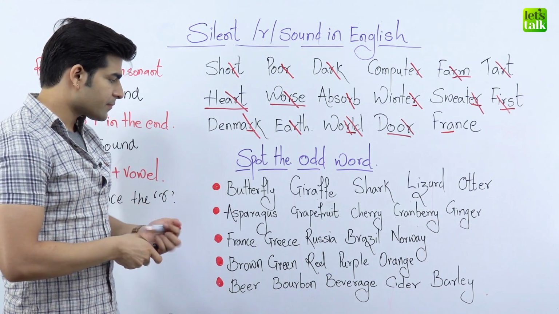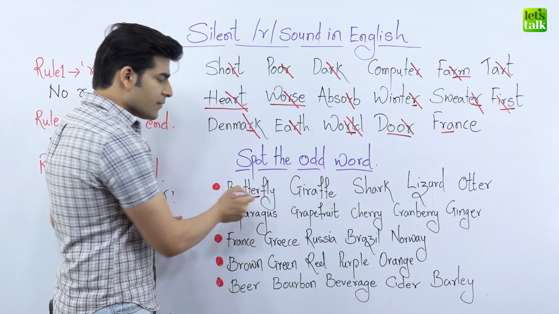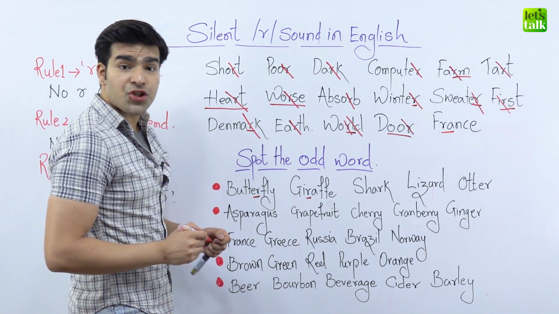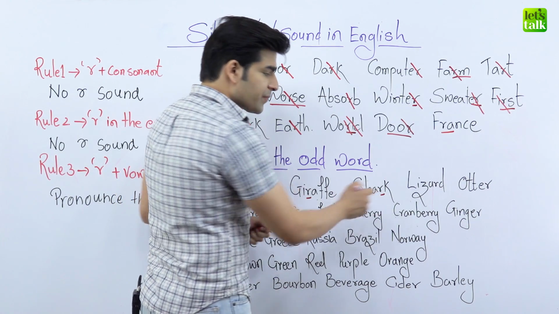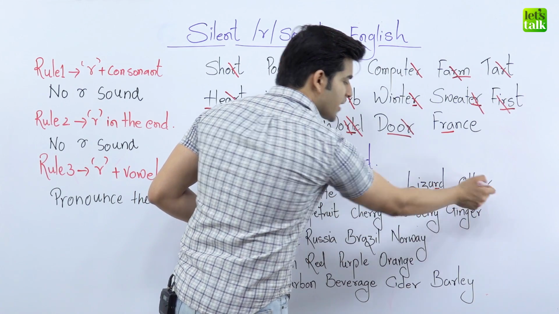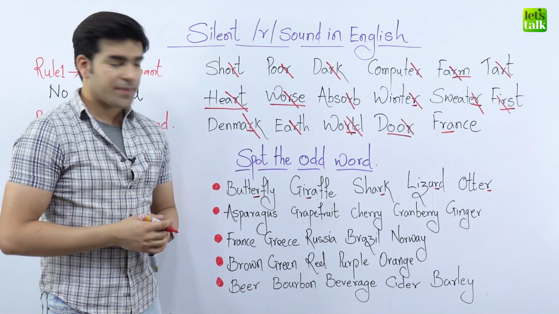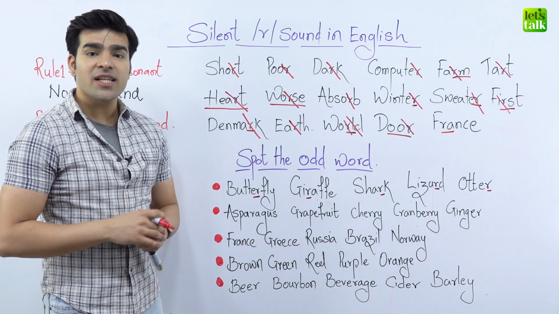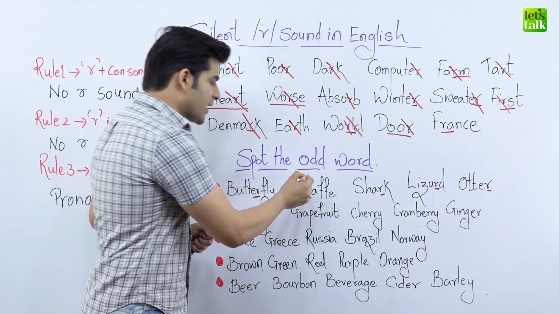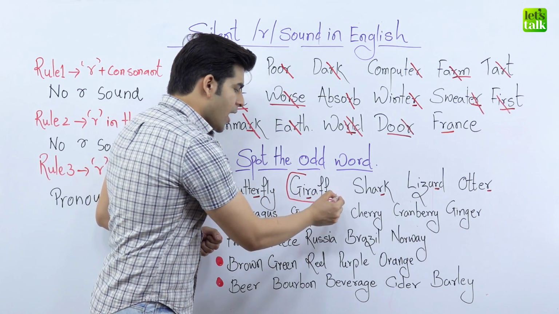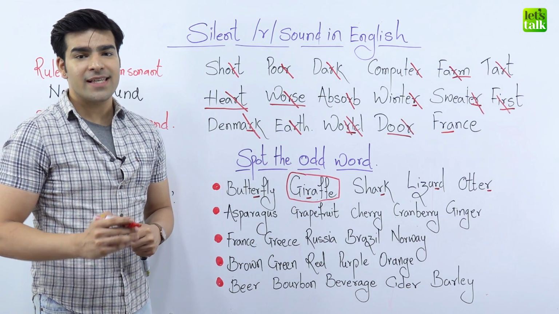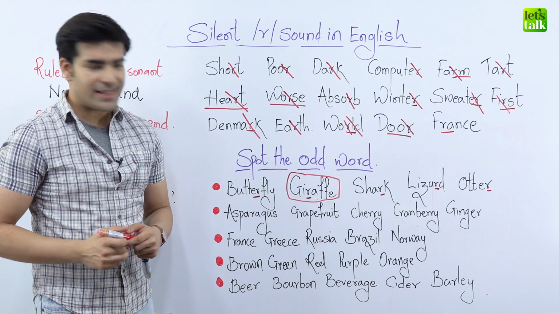Butterfly, giraffe, shark, lizard, and finally, otter. In the word giraffe, I pronounce the R sound, but in the rest of the other words, I do not pronounce the R sound, and therefore it is the odd one out in the list.